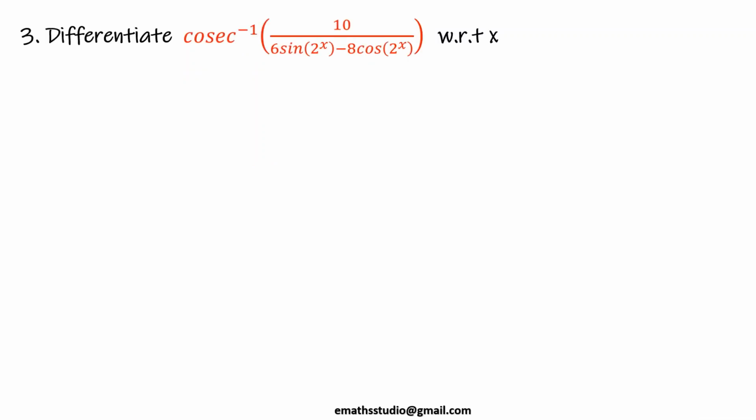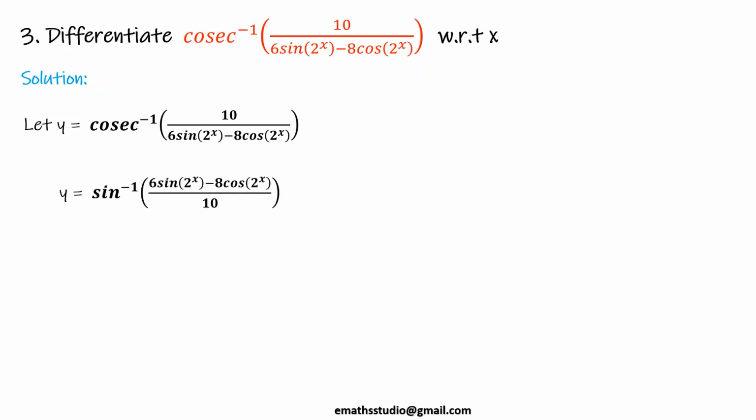Here is the next question. Differentiate cosec inverse of 10 upon 6 into sine raised to 2x minus 8 into cos raised to 2x with respect to x. Again, I am assuming y to be cosec inverse of 10 upon 6 into sine raised to 2x minus 8 into cos raised to 2x. Sorry, 8 into cos of 2 raised to x. Now, in the next step, y can be written as sine inverse of. To convert this to sine inverse, inside the bracket you have to take the reciprocal. Now further I can write this as y is equal to sine inverse of (6 sin 2 raised to x minus 8 cos 2 raised to x) by 10.